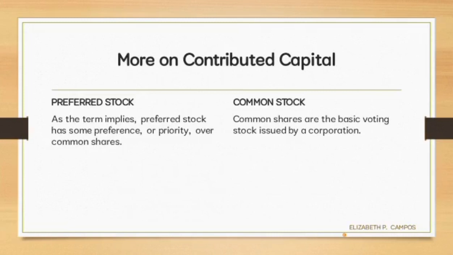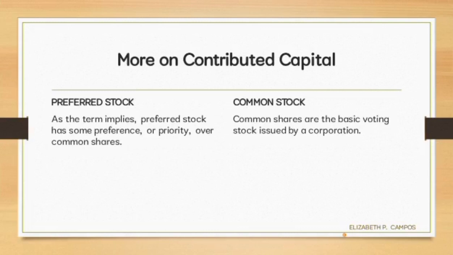And the last one is more contributed capital, which includes preferred stock and common stock. Preferred stock, as the term implies, has preference or priority over common shares. Specifically, preferred shareholders have priority over common shareholders in the receipt of dividends, and are entitled to receive payments in full if the company liquidates before common shareholders are entitled to any payout. Preferred shares are less risky to the investor than common shares and therefore carry lower expected returns.